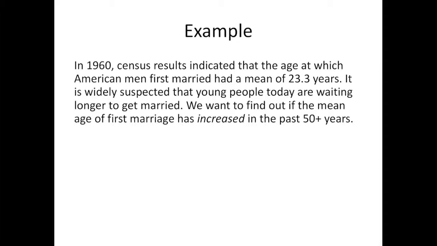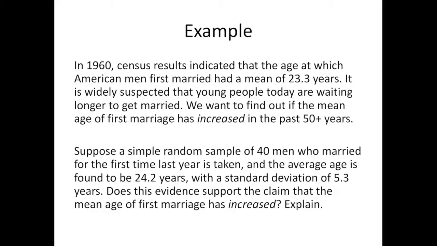One final example. In the 1960s, census results indicated that the age at which American men first married had a mean of 23.3 years. It is widely suspected that young people today are waiting longer to get married. We want to find out if the mean age of first marriage has increased in the past 50 plus years. So suppose a simple random sample of 40 men who married for the first time last year is taken, and the average age is found to be 24.2 years with a standard deviation of 5.3 years. Does this evidence support the claim that the mean age of first marriage has increased?